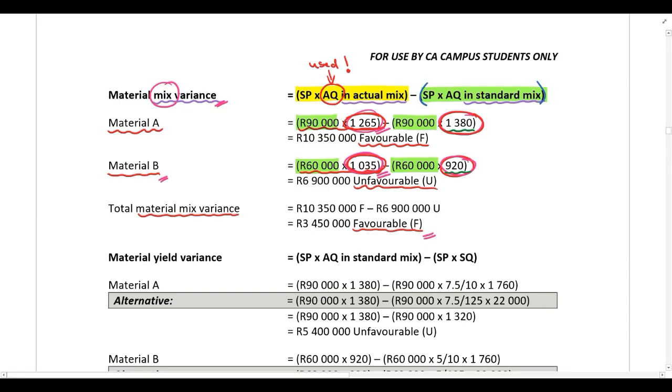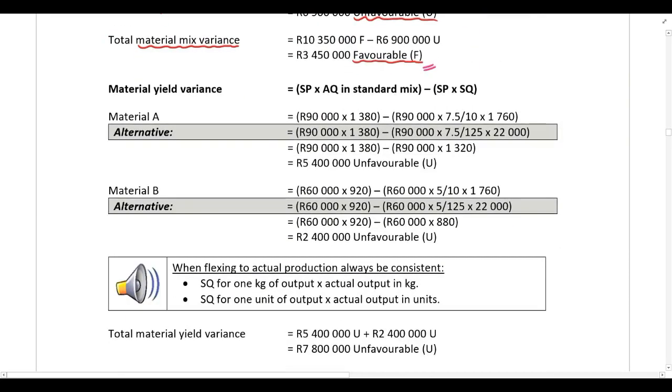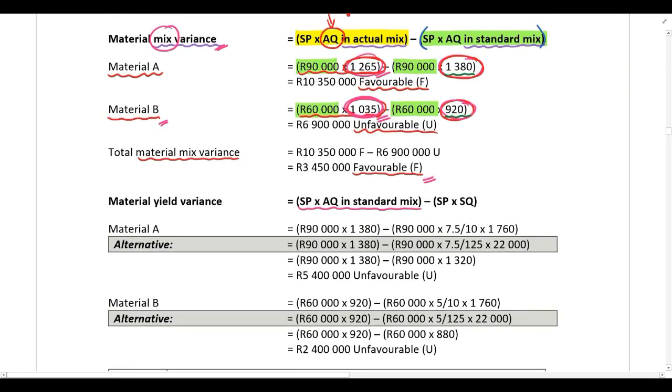Then lastly, we just need to calculate the material yield variance. And once again, this variance starts where the last variance ended. So save yourself time. You have already calculated the standard price multiplied by the actual quantity in the standard mix. So just bring that down. We now need to calculate the standard price multiplied by the standard quantity. And please remember, this standard quantity is always flexed to actual output.